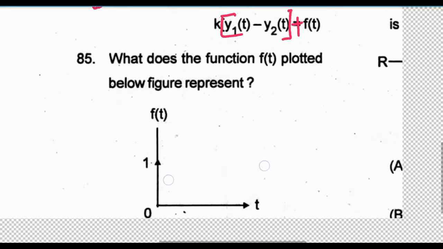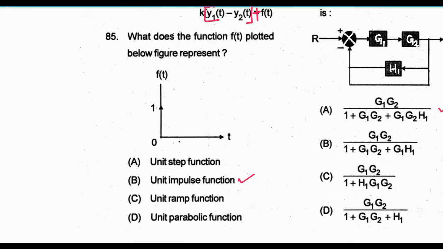Next question. What does the function f(t) plotted in the figure represent? Here this one is the plot, and its magnitude is 1. So this is the unit impulse function. Unit impulse function means its area is unity, because the area is unity when we talk about an impulse function. That means it has infinite magnitude with zero width. So this will have an area of 1, and the magnitude is also given like that. So this is the unit impulse function.